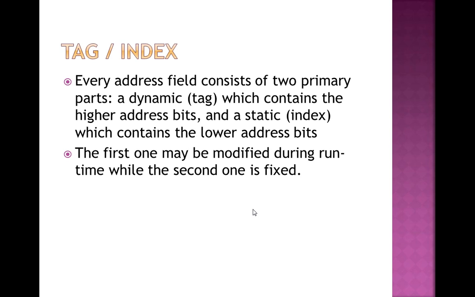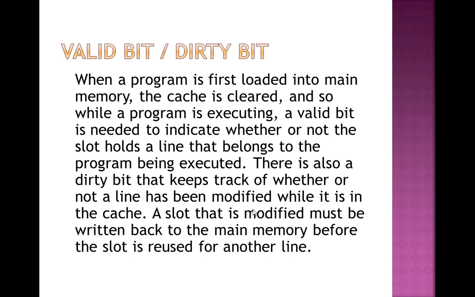Then we will discuss the tag and the index. The dynamic field is known as the tag and the static field is known as the index. That means what can change from program to program is the tag, and what cannot change from program to program is the index. Then we also discuss the valid bit and the dirty bit. There are two types of bits available: one is the valid bit, one is the dirty bit.